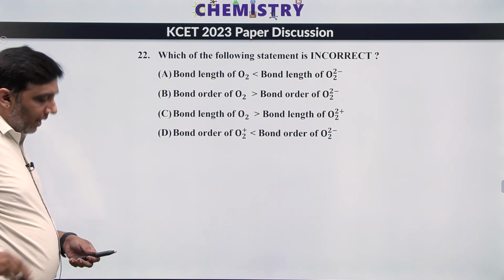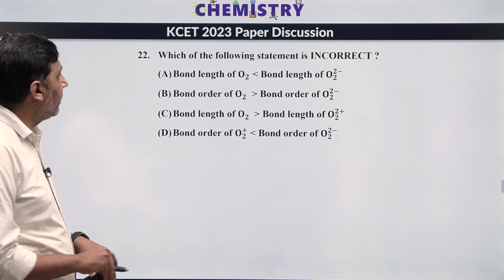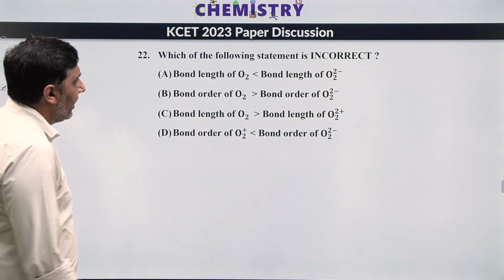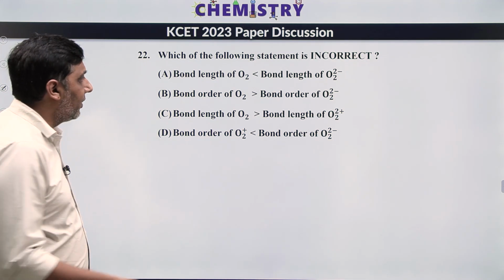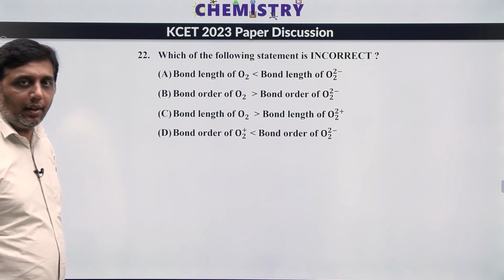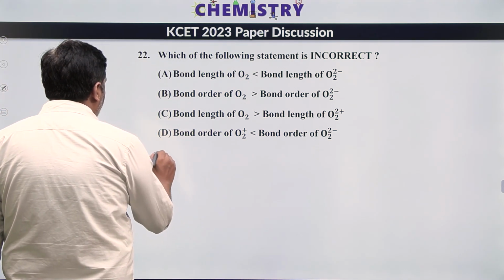And now let's see the next question, the 22nd question. The question is which of the following statements is incorrect, and here he is talking about oxygen and its ions. So we have O2, O2 minus 2, O2 plus 2, and O2 plus 1. You can see the different ions. And let's see what the bond orders are.